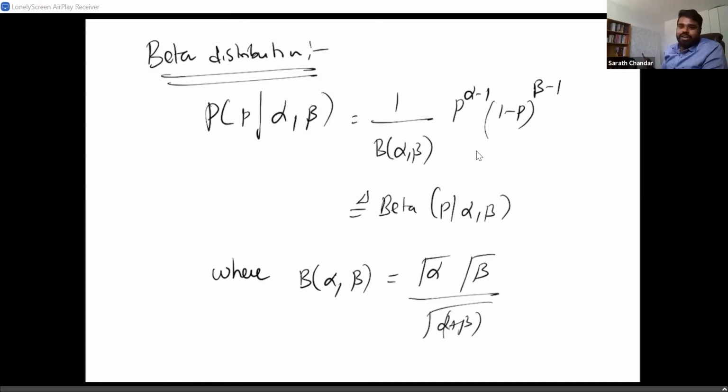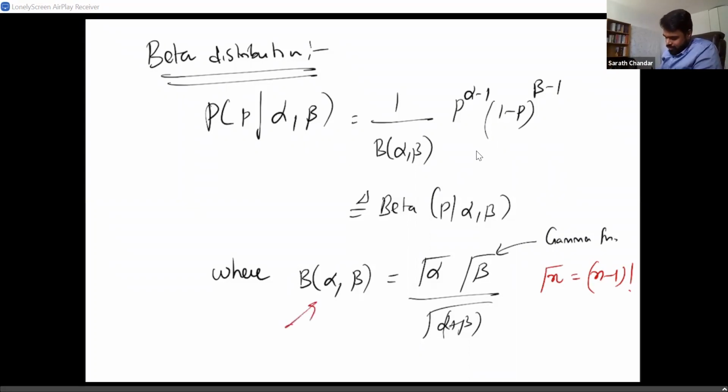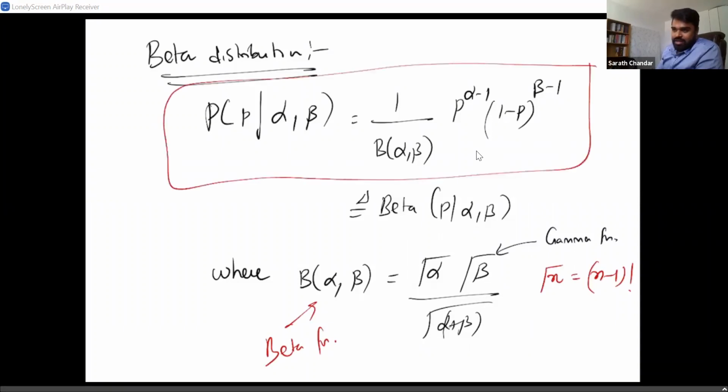Now I'm doing a lot of cyclic definitions here. This is called the gamma function, and the gamma function is defined simply as gamma of x is x minus 1 factorial. So I have done a lot of chain definitions here, but this is the beta function, however you call it. Now this distribution has the support of 0 to 1.